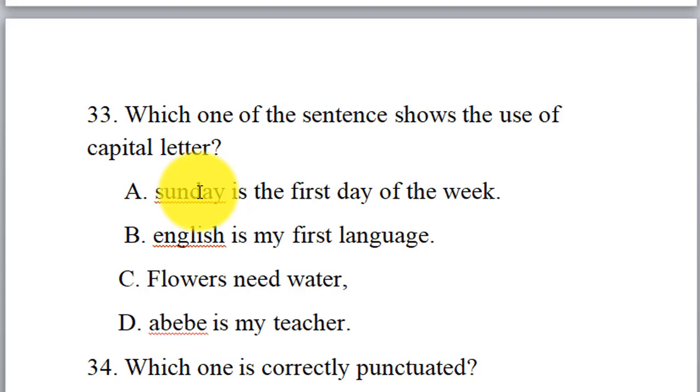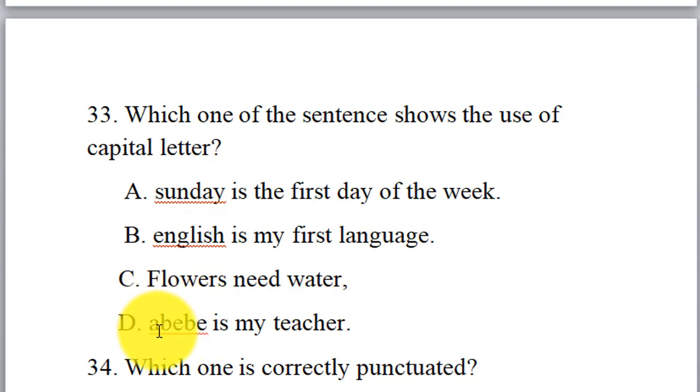It can't be A, because days in a week, Sunday, S is small letter, so it's not the answer. Languages, any language, Spanish, Arabic, English, Amharic, the first letter should be written as capital letter. So there's a problem here.